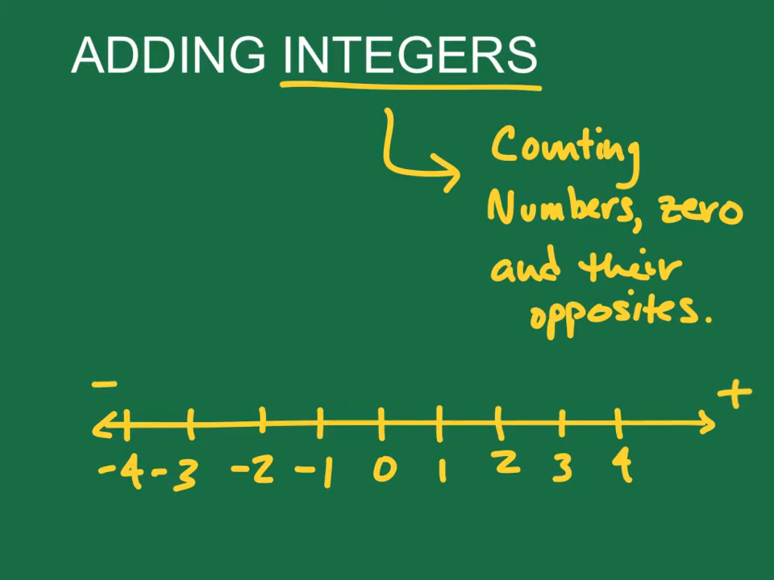We're going to use the number line a lot to help us add integers, so we're going to be adding positive and negative numbers together. If we are adding numbers, moving to the positive side means that we're moving to the right. And if we're moving to the negative side, that means we're going to move to the left.